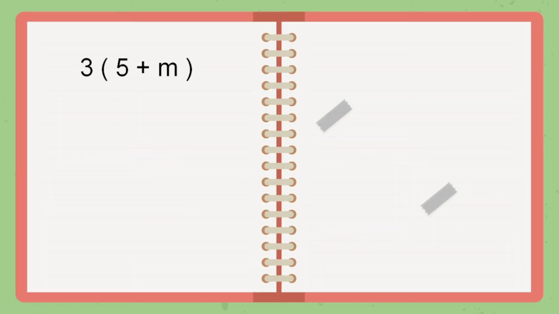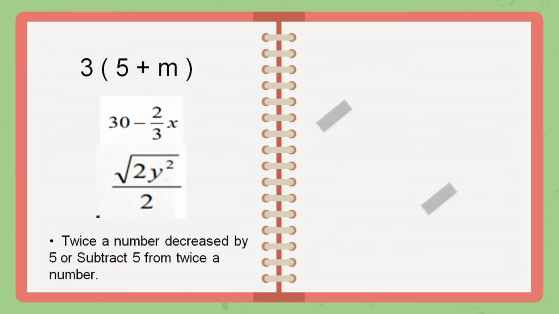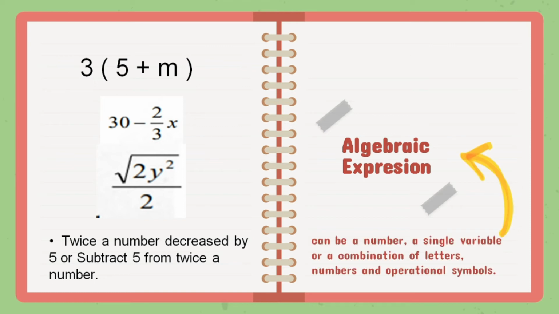So, the given expressions, the answers that we gave earlier, are called algebraic expressions. So, what exactly is an algebraic expression? An algebraic expression can be a number, just a single number. That's considered an algebraic expression. A single variable, just one letter, is considered an algebraic expression as well. Or it can be a combination of letters, numbers, or operational symbols, letters, numbers, and operational symbols put together.